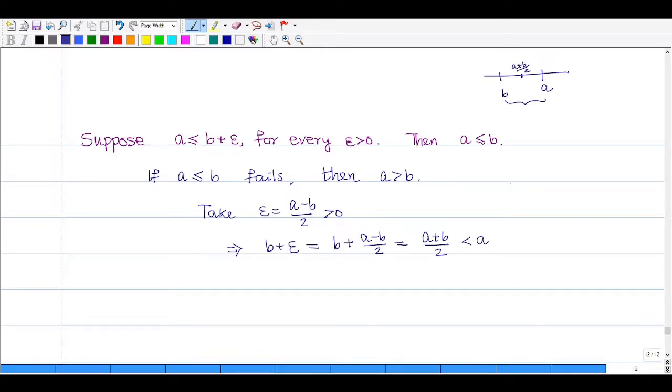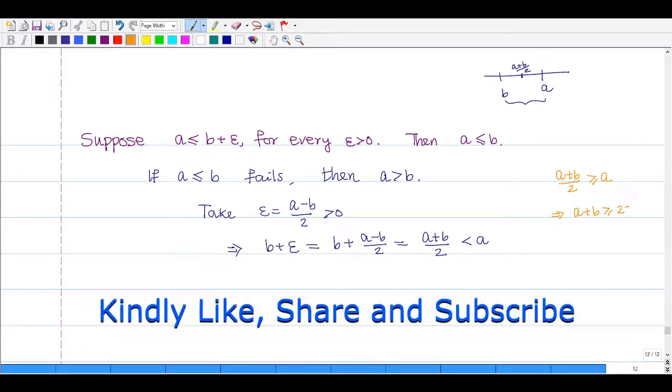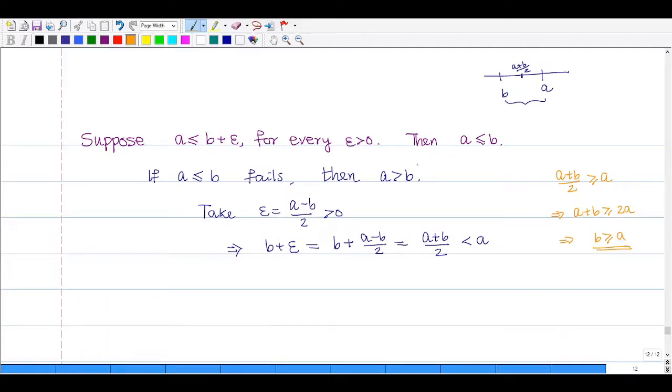How is this, sir? We can prove this also. Suppose (A plus B) by 2 is greater than or equal to A, then this would imply that A plus B is greater than or equal to 2A. Okay, so shall we take this A over there? Then this implies that B is greater than or equal to A. That is a contradiction. Why? How have we assumed here? We have assumed A is strictly greater than B. If it were like this, then B must be greater than or equal to A. Therefore this is wrong.